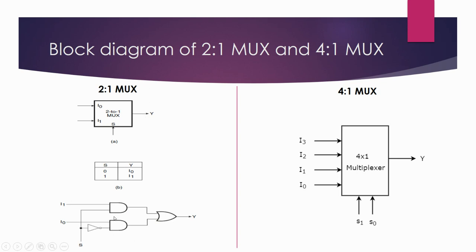This is the circuit diagram for the 2 to 1 multiplexer. This is the block diagram of the 4 to 1 multiplexer, where there are 4 inputs, 2 select lines or control lines, and this is the one output. I hope you people have got this.